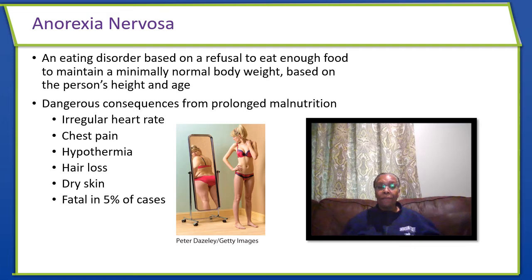So, just as I gave this picture here on this slide for anorexia nervosa, it gives you a good indication of what a person sees themselves as, okay? People with anorexia see a distorted view of their bodies, and they're thinking they're fat when they're often really underweight. And as a result, they refuse to eat to try to maintain a healthy body weight.